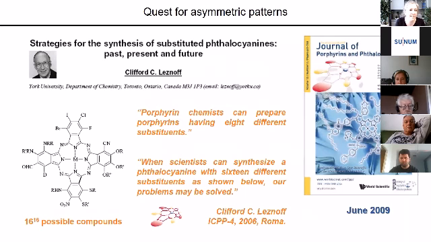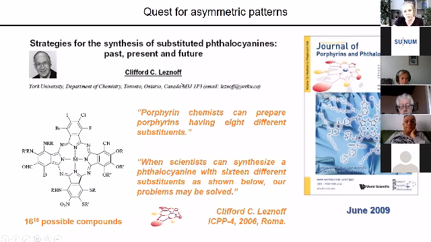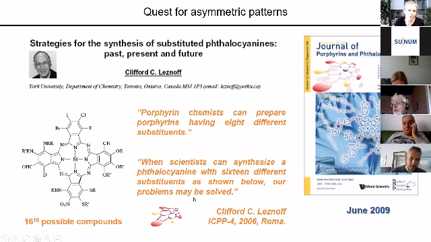So as you can imagine, it's important to have good synthesis access to different substitution patterns. And we have been working on this because, unlike for porphyrins, which is, I would say, the simplest version of the family, the porphyrin chemists can prepare porphyrins with 8 different substituents. And this is what Clifford Leznoff said in a congress 14 years ago in Rome. Leznoff is one of the fathers and the kings of the chemistry of phthalocyanine.